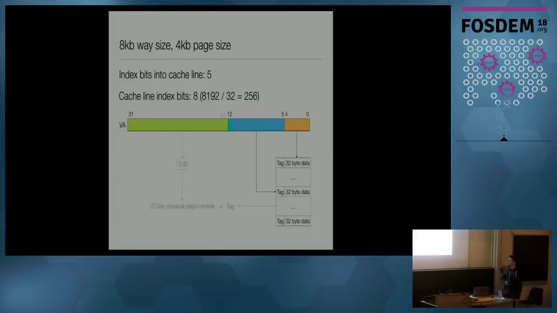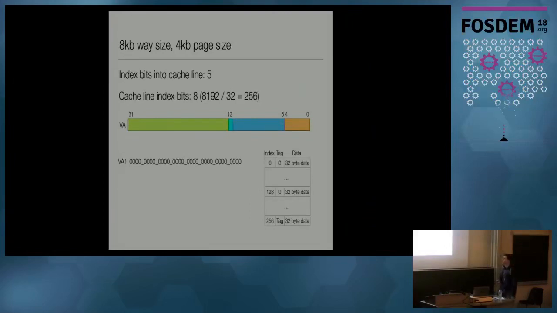And of course, we still need to find our tag, and there we have an overlap because we still have 20 bits of page frame number to identify the physical page frame, and there is an overlap between the cache line index bits and the bits of the page frame number. So let me give you an example why this is a problem.